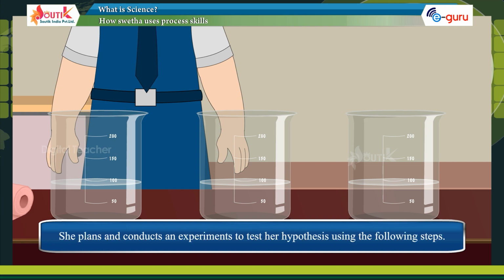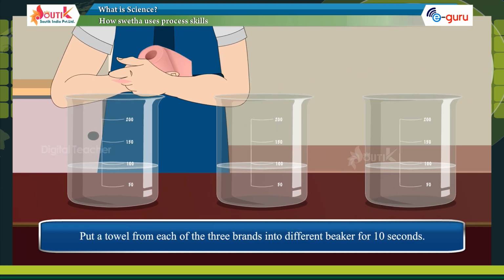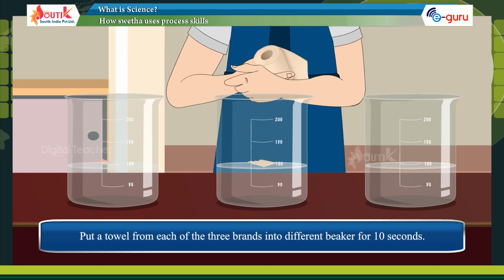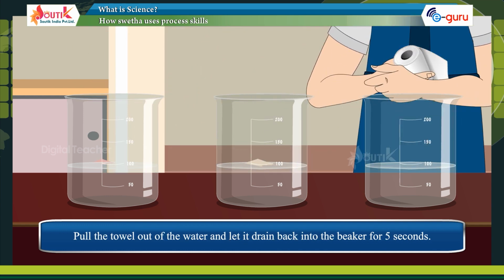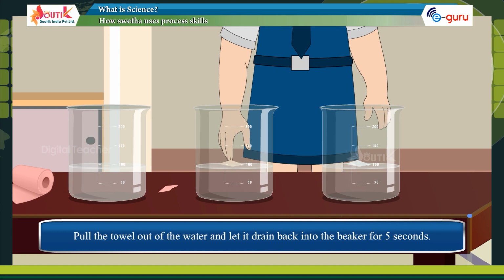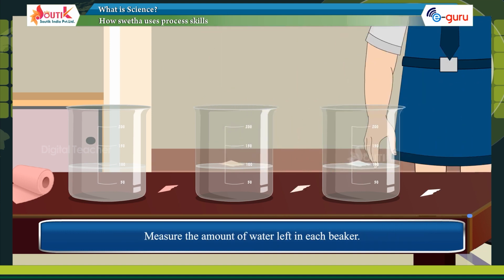She plans and conducts an experiment to test her hypothesis using the following steps. Pour a liter of water into each of the beakers. Put a towel from each of the 3 brands into different beakers for 10 seconds. Pull the towel out of the water and let it drain back into the beaker for 5 seconds. Measure the amount of water left in each beaker.